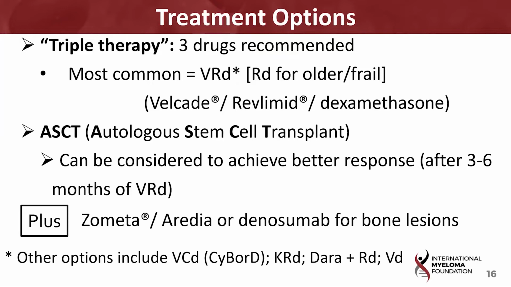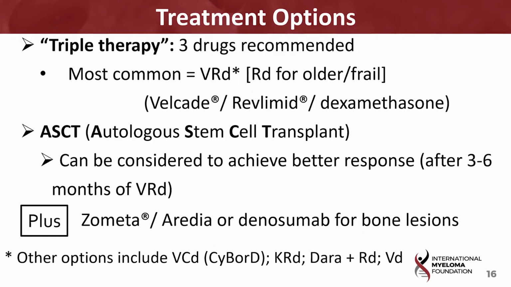So triple drugs, Velcade, Revlimid, Dex, yes, sir. Autologous stem cell transplant, maybe. And Zometa, Aredia, or denosumab, probably, yes, you're taking one of those. Other options to consider down at the bottom, there are quite a few options. Instead of Revlimid, Cytoxan is sometimes used. Instead of Velcade, sometimes Kyprolis is used. And then sometimes we use daratumumab with the Rev-Dex, that's called the Maya regimen.